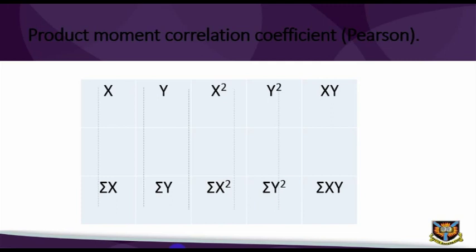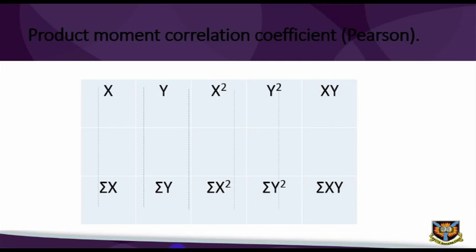Comment: the value of the correlation coefficient is very large. This shows that there is a very high linear correlation between x and y. An increase in one of the variables is accompanied by a proportional increase in the other.